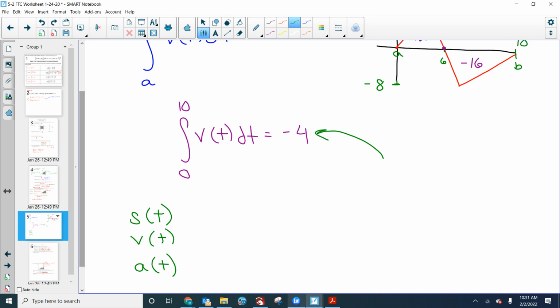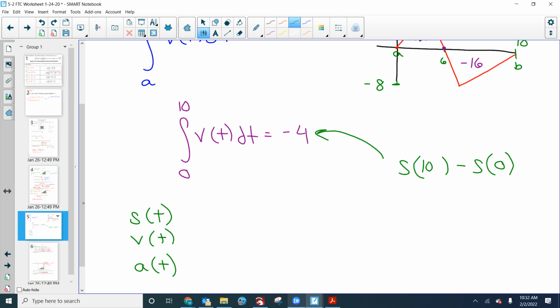How would I write displacement from 0 to 10? Change in x would be 10. Change in position. How do I write that notationally? S of 10 minus S of 0. Right? Final position minus initial position. Oh, that's how far I was displaced. Final position minus initial position. Displacement. Does that make sense?